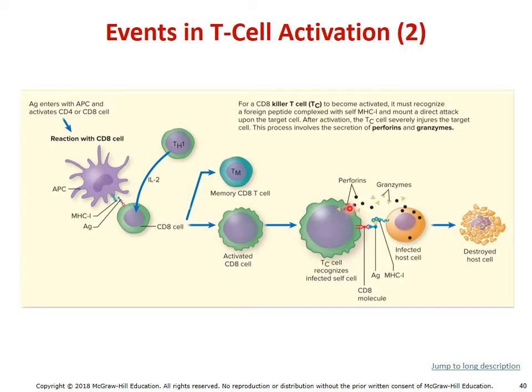And it does so by producing two enzymes, granzyme and perforin. The idea here is, again, the granzyme and perforin will lead to the death of the cell as it promotes apoptosis.